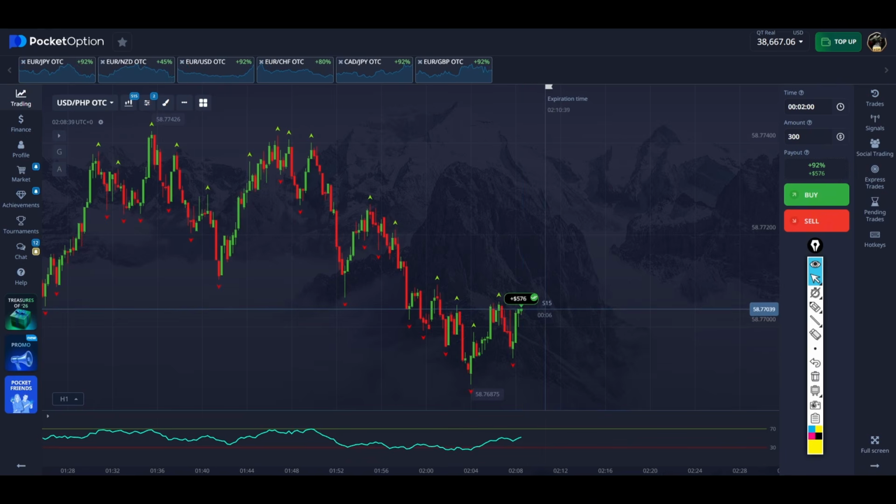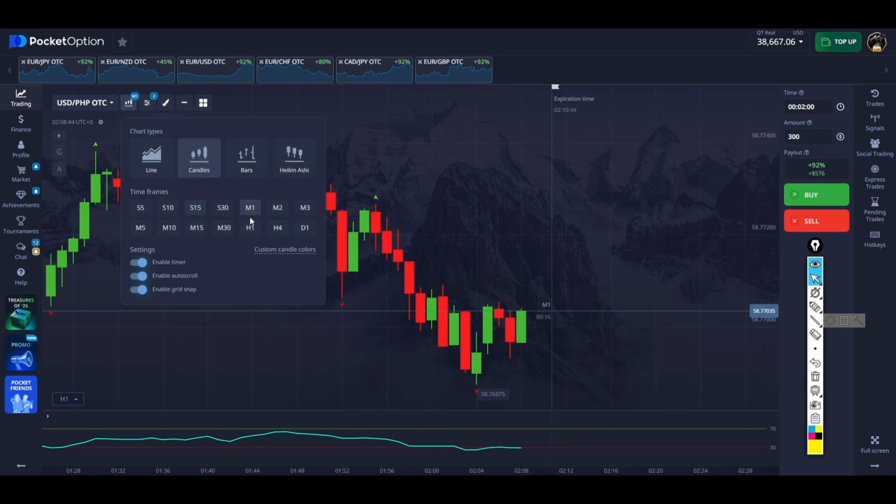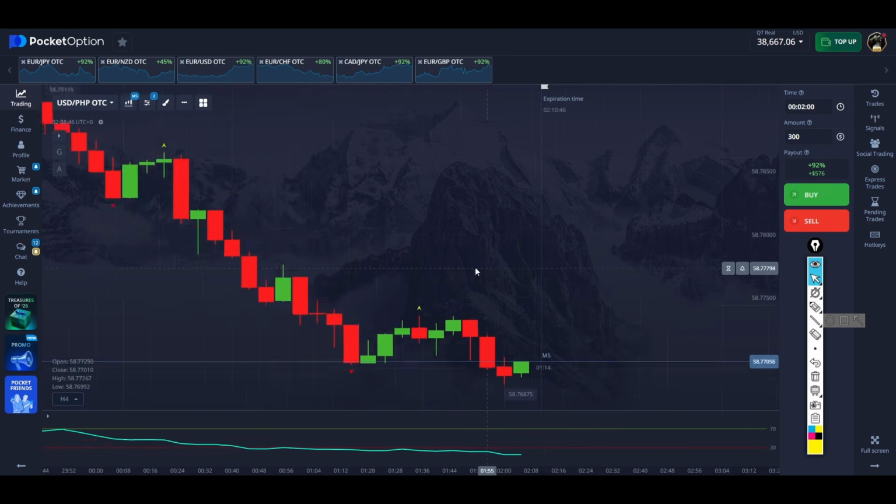There's the result. The setup closes in profit. That means I read the market correctly. Pay close attention to the entry points, and let's move on to the next setup.